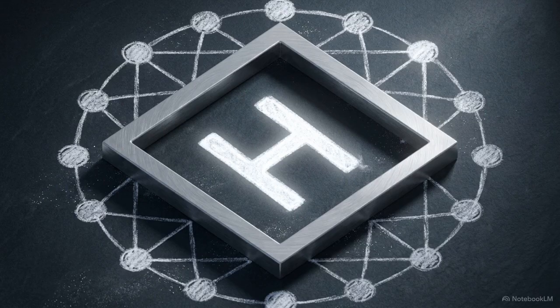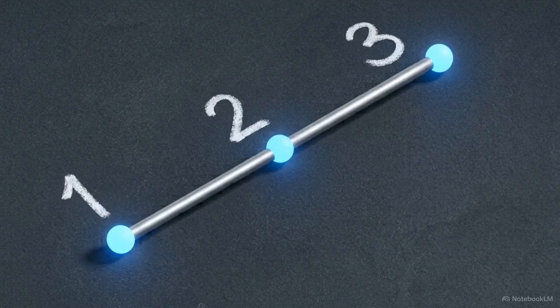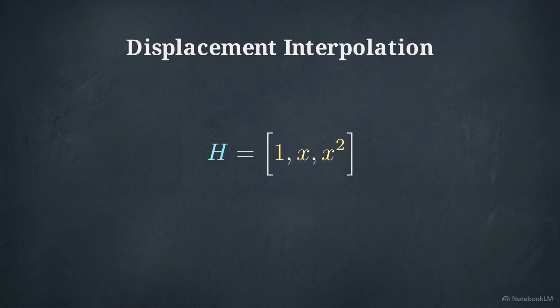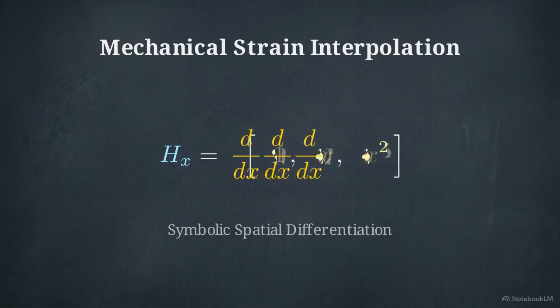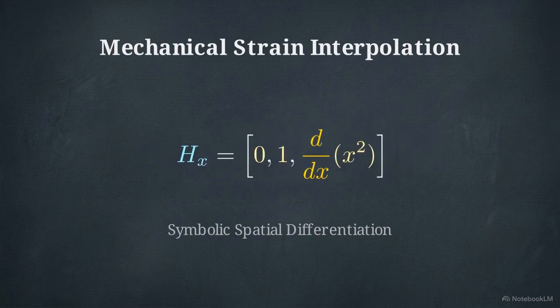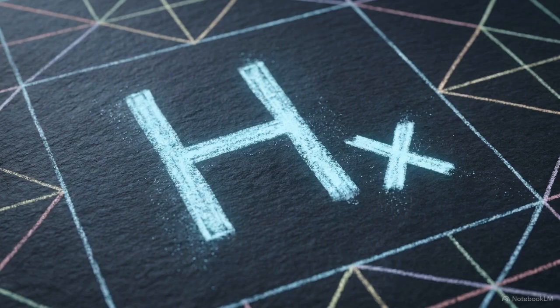The first computational step is defining the structural interpolation function, known as H. For a 3-node element, H takes the form of a row vector containing 1, x, and x squared. Because the element has 3 distinct nodal displacement values to interpolate, the mathematics dictate a second-order polynomial with exactly 3 terms. To evaluate how the structure resists force, we must find the mechanical strain, which is the spatial derivative of the physical displacement. We instruct the symbolic software to take the spatial derivative of our interpolation function with respect to x. The resulting variable, h subscript x, acts as our new strain interpolation vector.